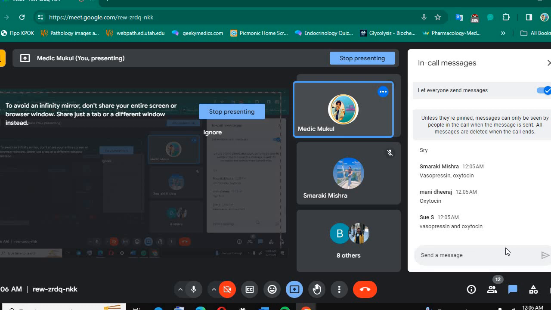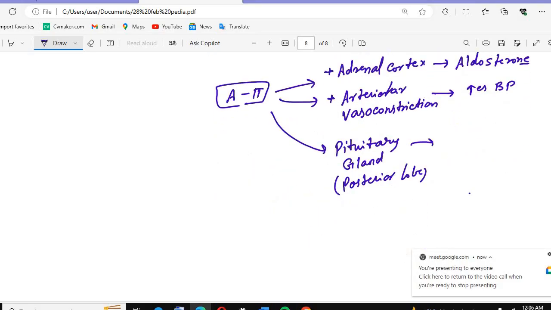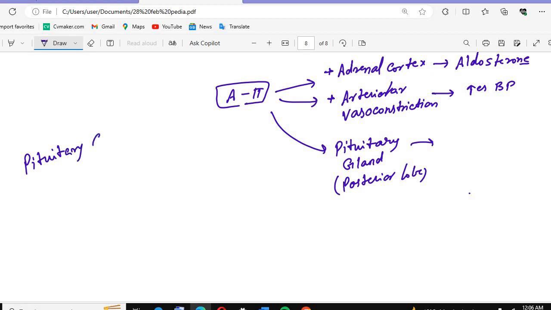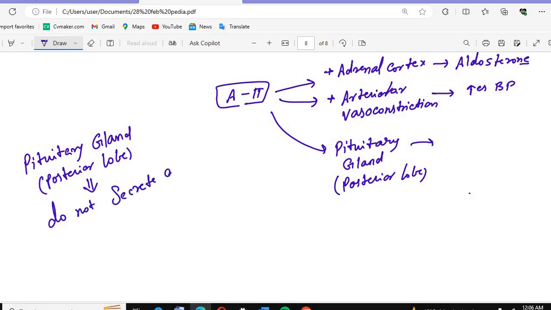Vasopressin and oxytocin. Not only Anuj is wrong, everyone is wrong. Why? The pituitary gland secretes hormones, of course, but the posterior lobe of the pituitary gland, the posterior pituitary, does not secrete any hormone. So what do they do? They release the hormone.